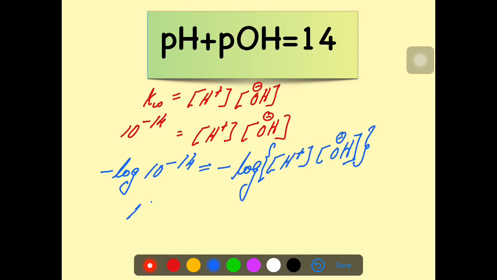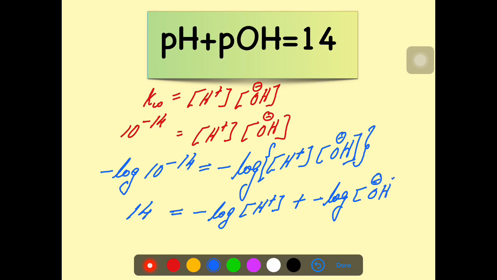The left hand side is equal to 14, and on the right hand side we have negative log of H plus ion concentration plus negative log of OH minus concentration. What I have done is represent log A into B as log A plus log B. So minus log of H plus ion concentration is pH and minus log of OH minus concentration is pOH. Therefore pH plus pOH for any solution at 25 degrees Celsius is 14.